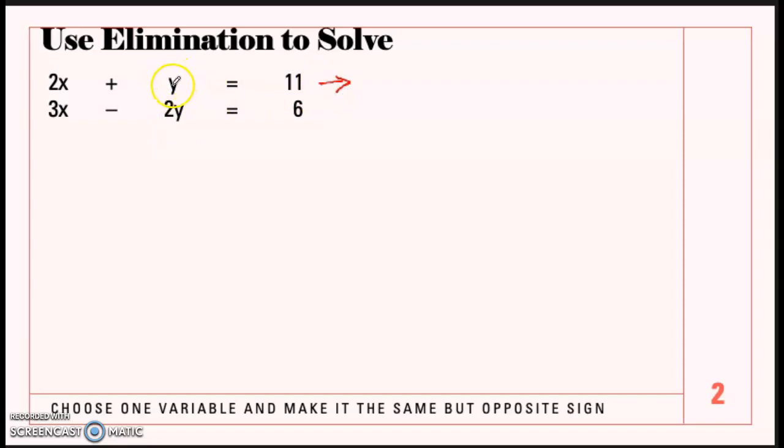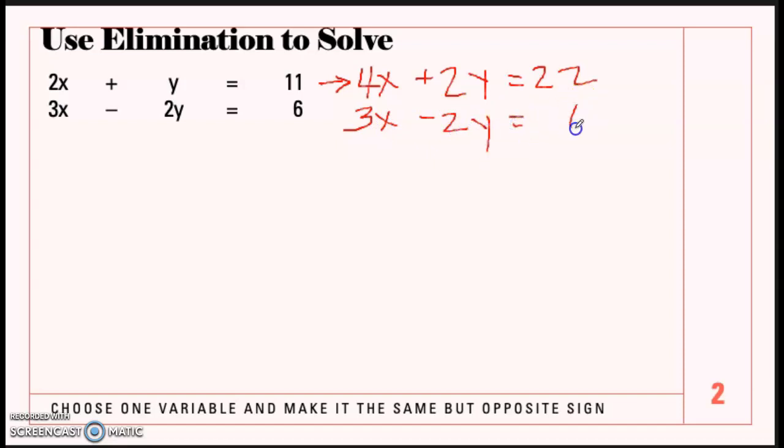How can I make this 2y? I can multiply it by 2 if I multiply everything in that whole equation by 2. So that whole equation times 2 would give me 4x plus 2y equals 22. The second equation already has negative 2y, so I'm just going to rewrite it under the first: 3x minus 2y equals 6. And now I can add these two equations together and eliminate my y's.